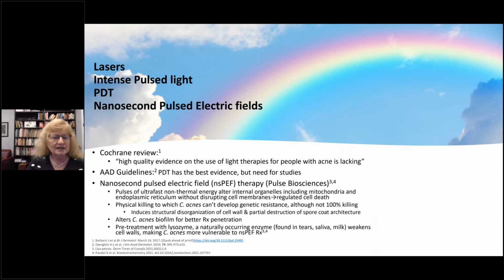And this weakens the cell walls and has made the C. acnes more vulnerable to the therapy. So stay tuned. This is something that looks sort of exciting for the future.